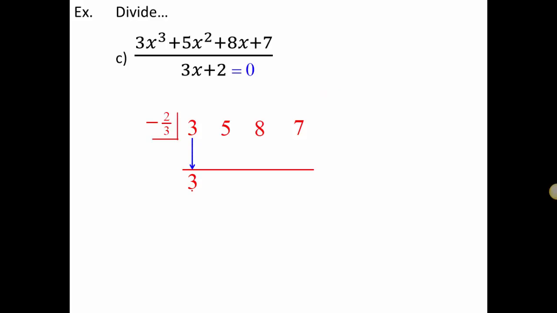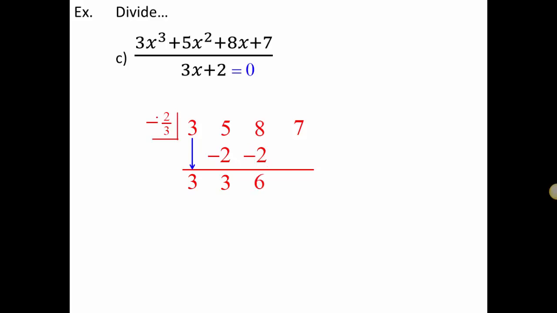Start by dropping down the 3. We'll multiply 3 times 2/3. You're welcome. I set this up nice and neat for you. 3 times 2/3. 3 times 2 is 6. 6 divided by 3 is 2. In other words, 3 times blah over 3. The 3's cancel out. You're left with the 2. Don't forget about the negative though, so negative 2. 5 minus 2 is 3. You're so very welcome. 3 times negative 2/3 is still negative 2. 8 minus 2 is 6.